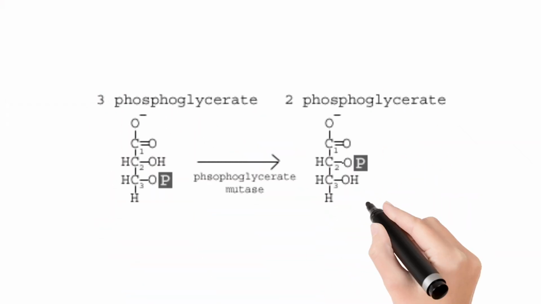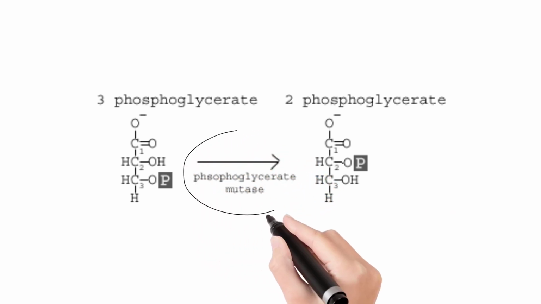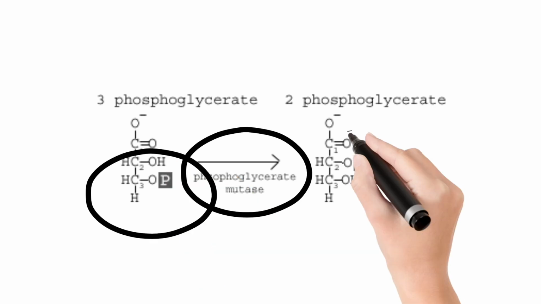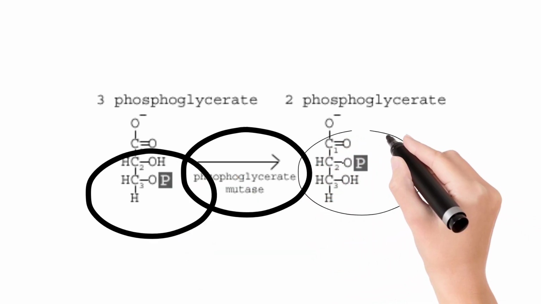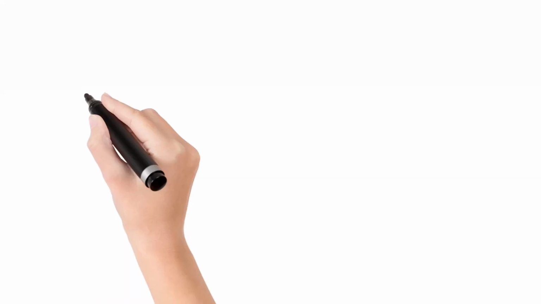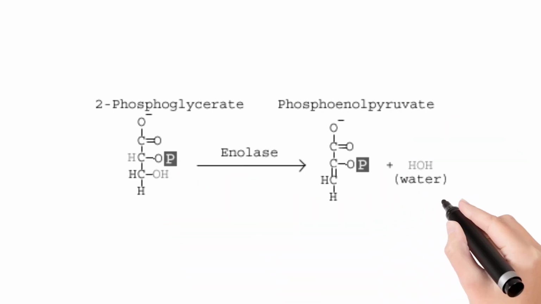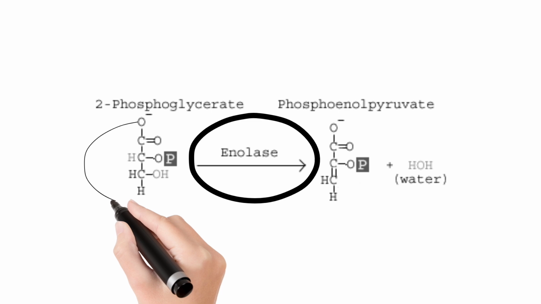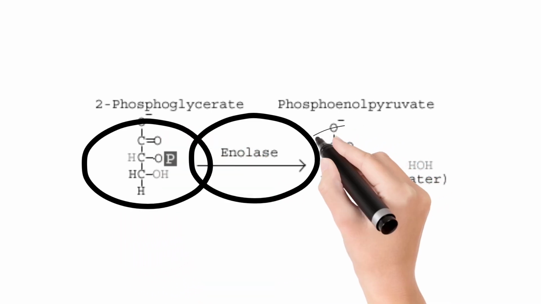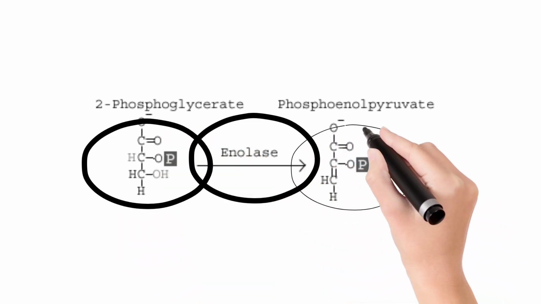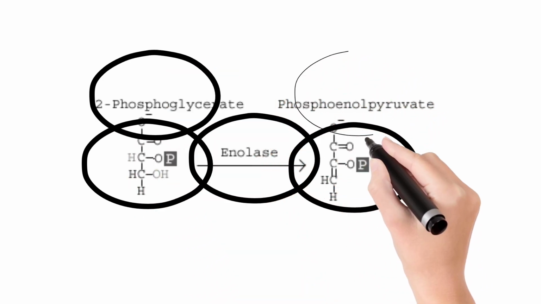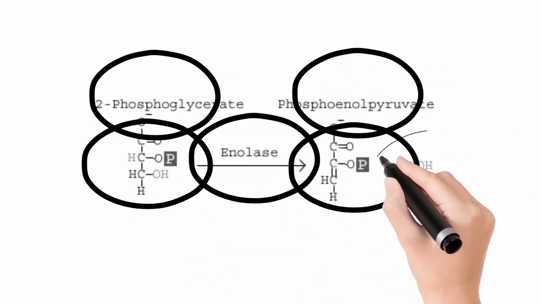In the next step, there is conversion of 3-phosphoglycerate into 2-phosphoglycerate with the help of the enzyme phosphoglycerate mutase. And in the next step, enolase enzyme is involved here. Enolase enzyme works basically by removing water molecule, and it converts 2-phosphoglycerate into phosphoenolpyruvate, and there is formation of one water molecule.